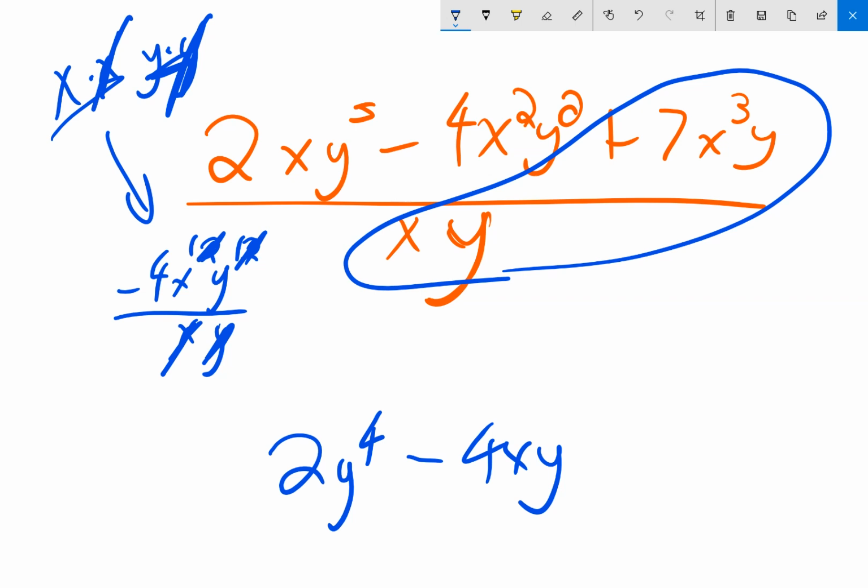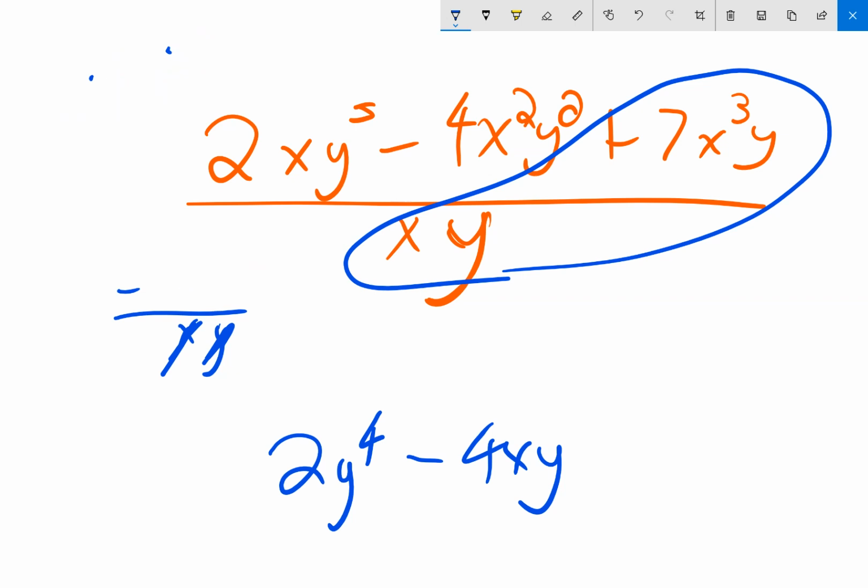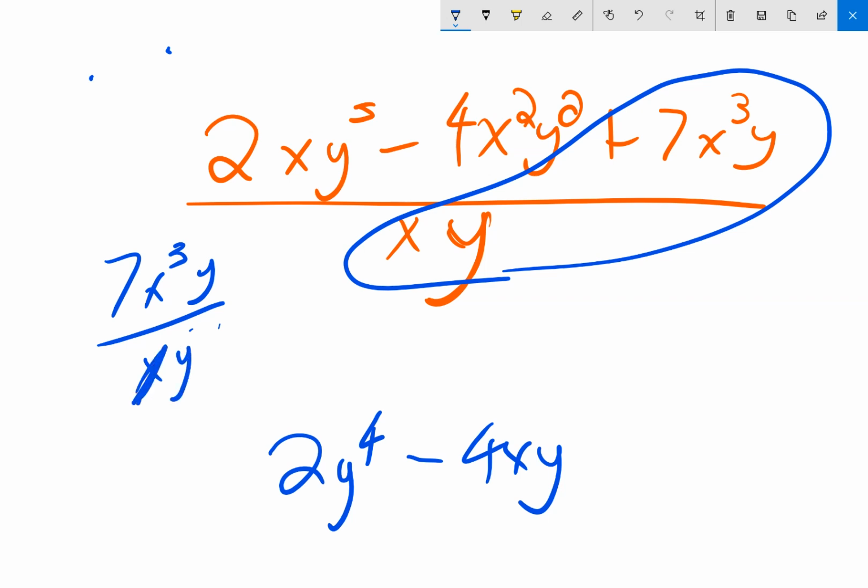And then lastly, we'll do the last one here. So we're going to have 7x to the 3rd y over xy. So again, we're taking an x and a y out of the term. So if I take an x and this cancels out with one of these, it's going to become x squared. And this y will cancel with this y, leaving no y's remaining at all. And that final part just is a positive 7x squared. And that's it. So you're basically taking an xy out of each term.